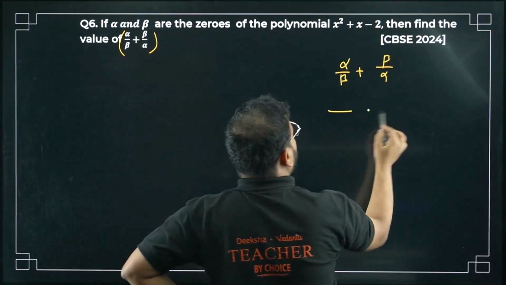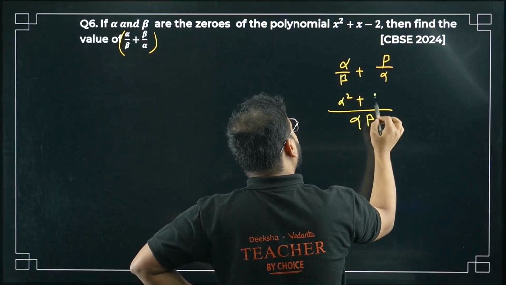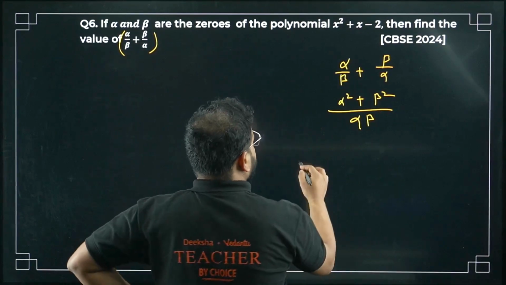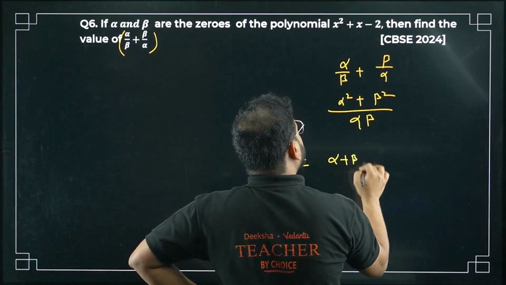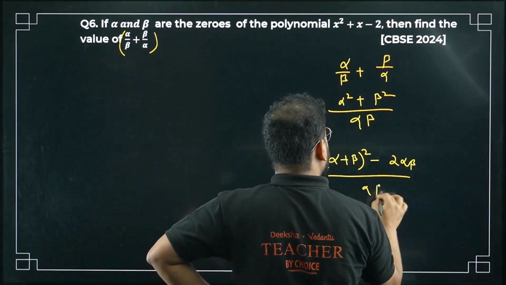Take the LCM. What I have is alpha into beta. I'll get here alpha square, over here beta square. Same thing, I had to find the value of alpha square plus beta square, correct? Plus beta, the whole square minus 2 alpha beta, divided by this.